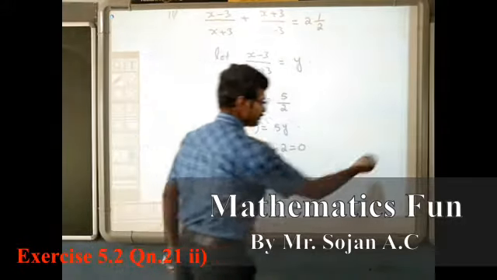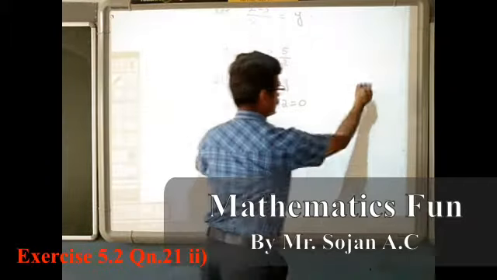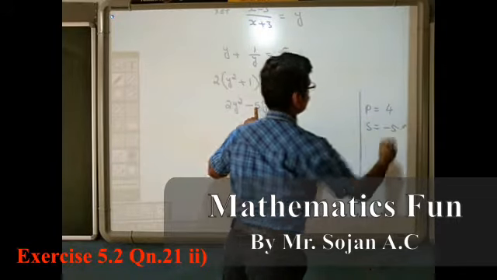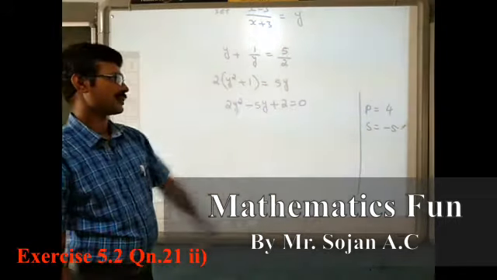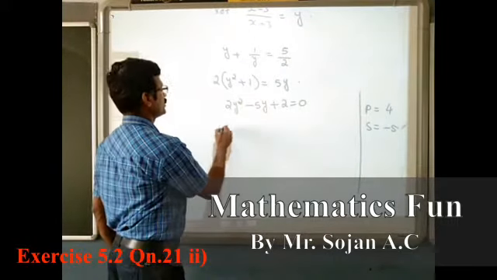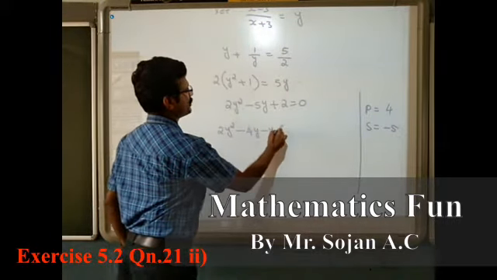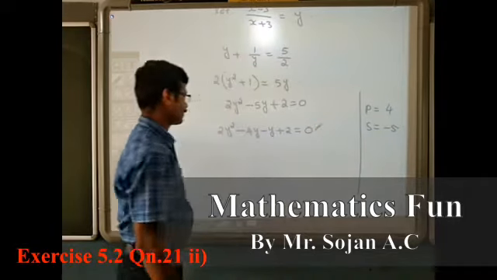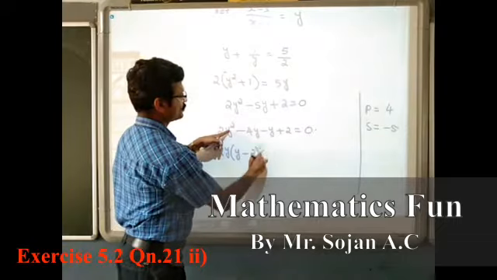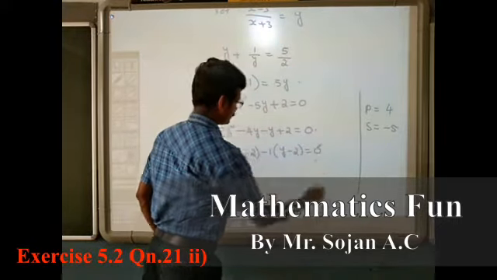Now I will break the middle term. Product is 4 and sum is minus 5, so naturally it will be minus 4 and minus 1. So this one: 2y square minus 4y minus y plus 2 is equal to 0. Here I am taking 2y common, so y minus 2, here minus 1 I am taking common, y minus 2 is equal to 0.